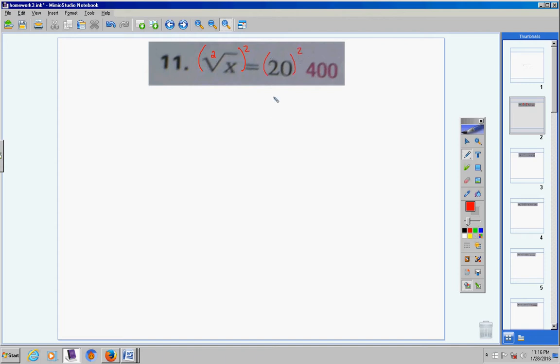Alright, so there we go. When you square a square root, you're left with just what's on the inside. And 20 to the second power is 400. Well, we're done. There's nothing else to do except always check your answers. Always, okay? So we go to the original problem. We put 400 in for x right here. And the square root of 400 is 20. 20 equals 20. Checks.